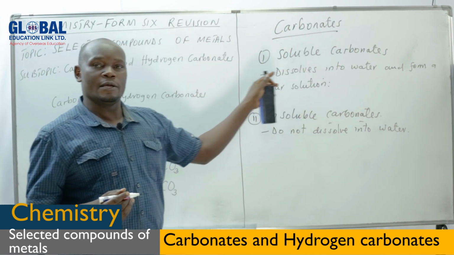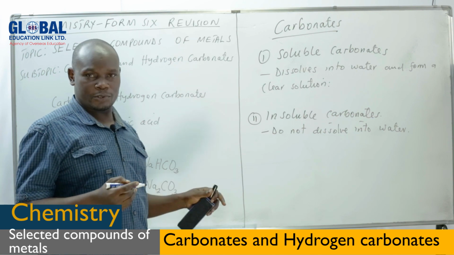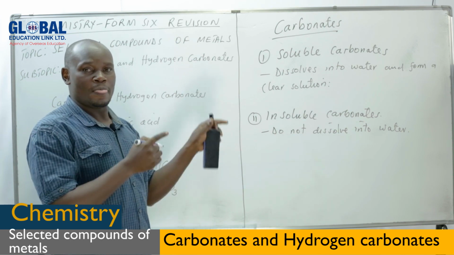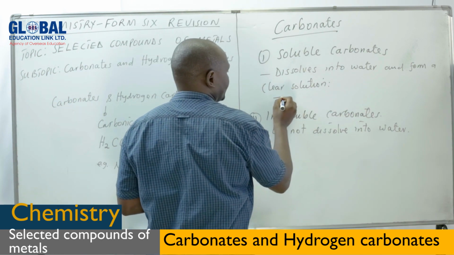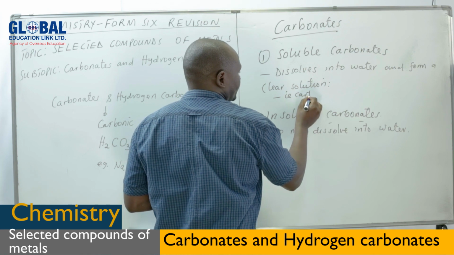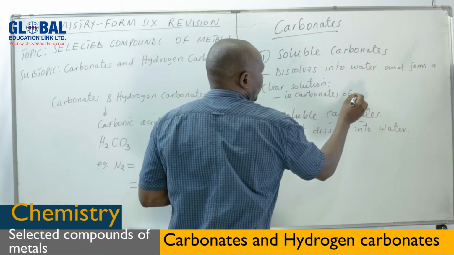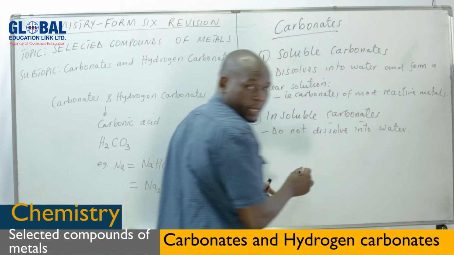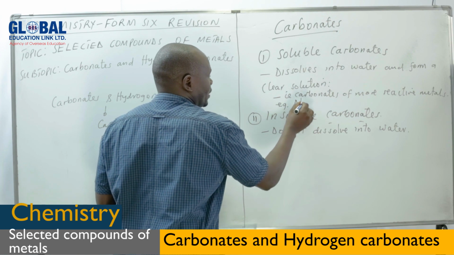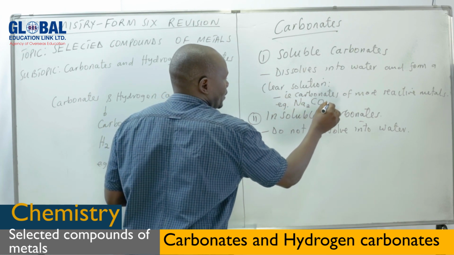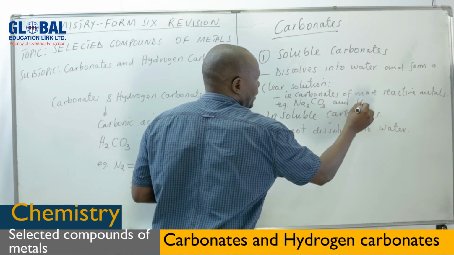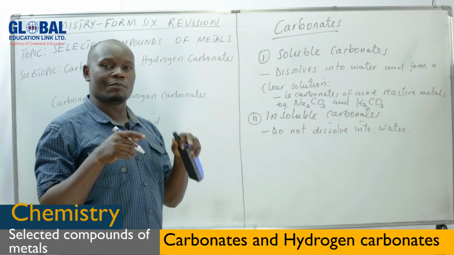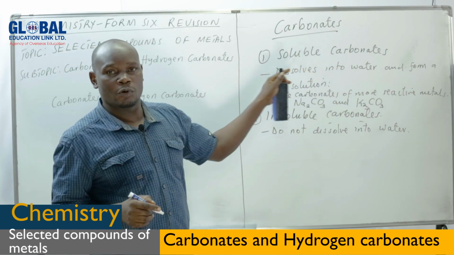The soluble carbonates include the carbonates of more reactive metals. When we talk of carbonates of more reactive metals, we mean the carbonates of group 1 metals. Taking examples, we have sodium carbonate and potassium carbonate, and the non-metallic carbonate, ammonium carbonate, is also found in this group of soluble carbonates.